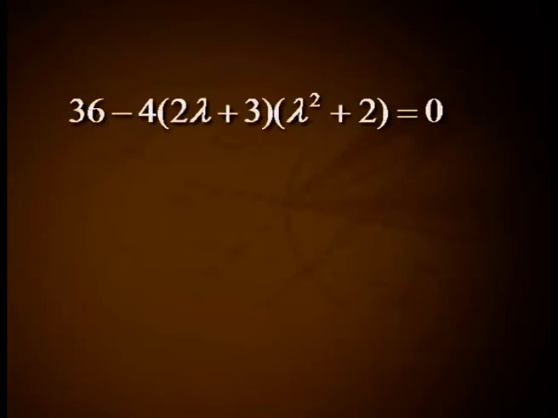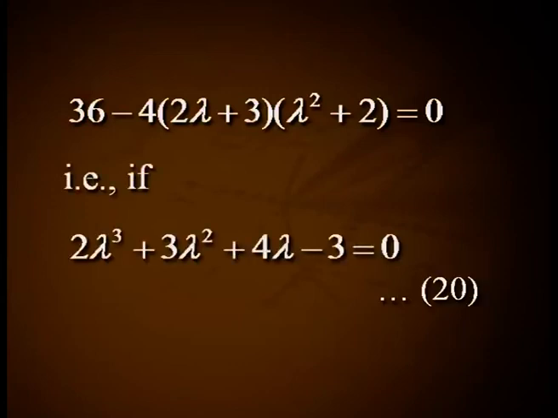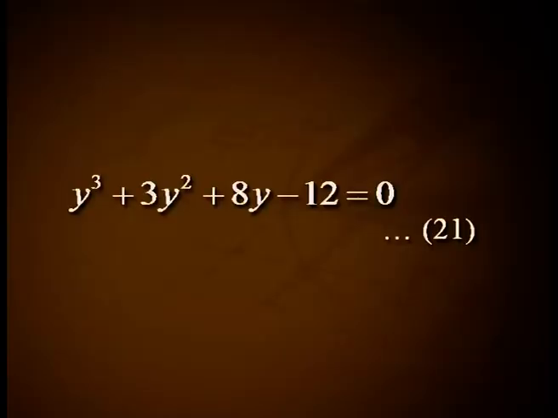The expression within the double brackets is a perfect square if 36 − 4(2 lambda + 3)(lambda² + 2) = 0. That is, if 2 lambda³ + 3 lambda² + 4 lambda − 3 = 0, equation 20. Multiplying the roots of equation 20 by 2, we obtain the cubic y³ + 3y² + 8y − 12 = 0, equation 21. y equal to 1 is evidently a root of equation 21. Hence, lambda equal to 1 by 2 is a solution of the reducing cubic 20.